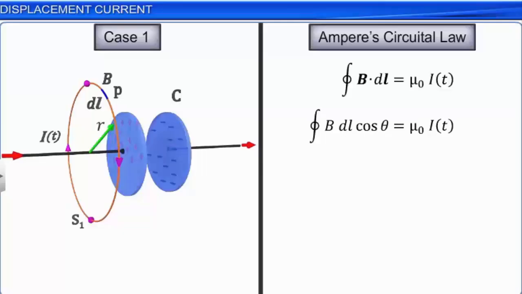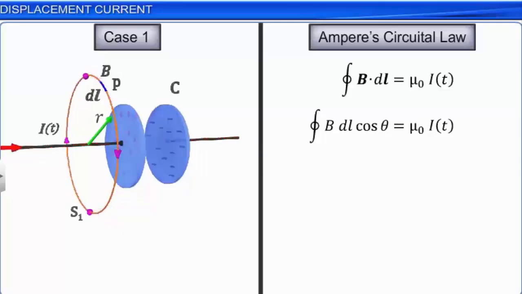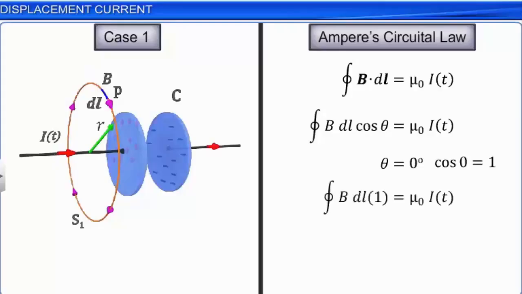Since the direction of magnetic field is along the circumference of the circular loop, the angle between the magnetic field and the length of the element dl on the circular loop at that point is 0 degrees. Cos 0 is equal to 1. Then, the integral over the closed loop of B dl is equal to mu naught IT. Let this be equation 1.